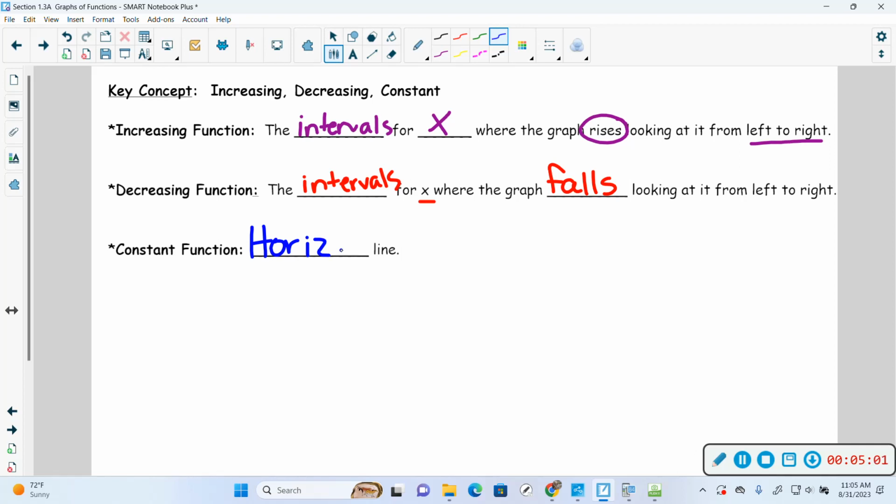Now, you don't have to have all three of those for every graph either. You might just have increasing. You might have increase, decrease. It just depends on the graph. So don't think you need all three of these every single time.